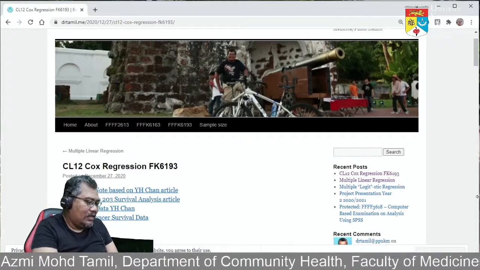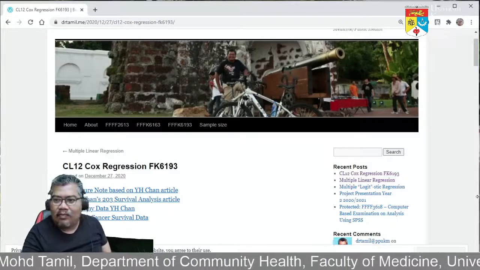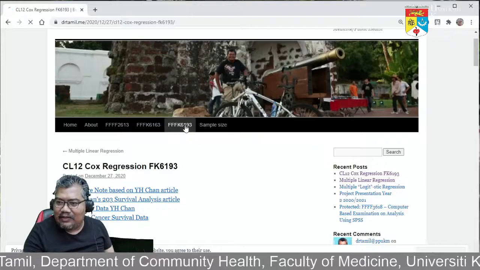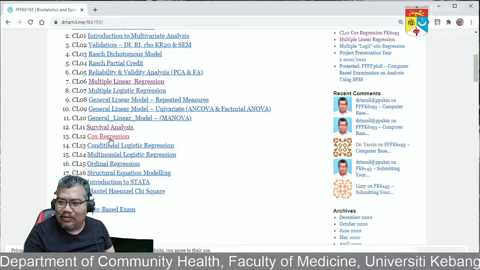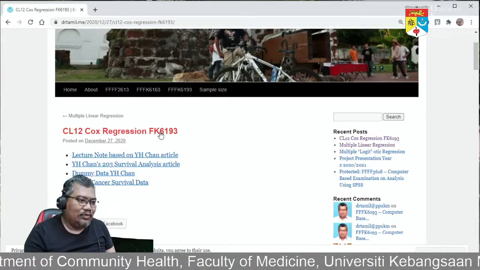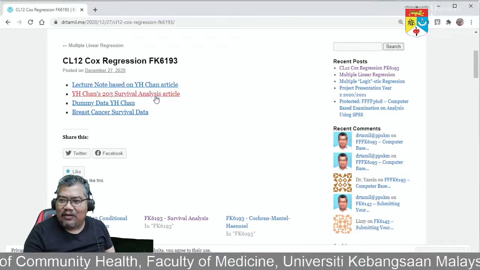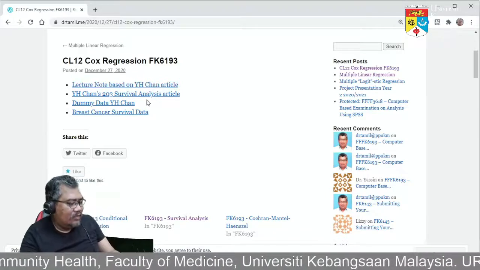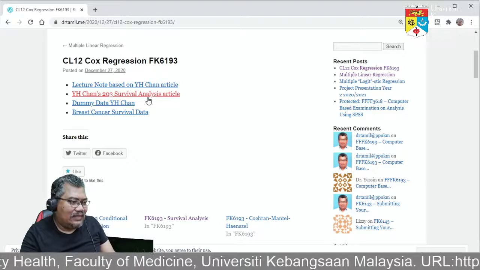FK6193, then you can get the notes here. If you click on FK6193, you can see there's a list of all the notes there. Right now we're doing Cox Regression. The Cox Regression notes are not really mine. They are based on the Y.H. Chan article, which is from the Singapore Medical Journal, SMJ.